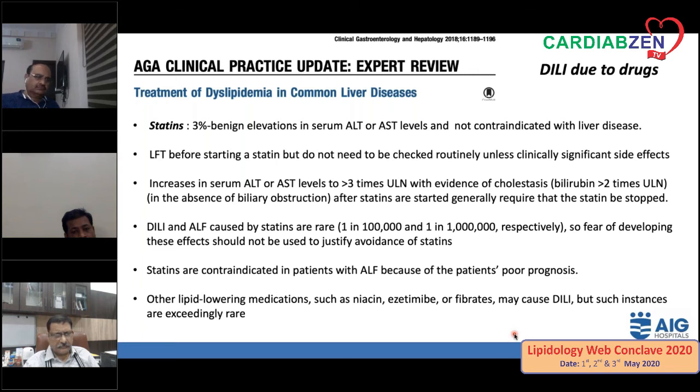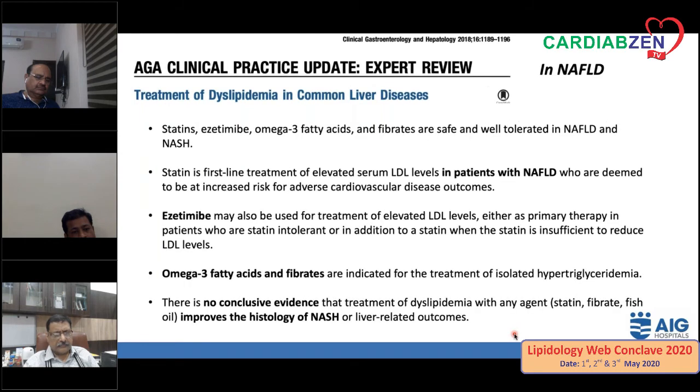And other lipid lowering drugs like niacin, fibrates, which have been discussed, the chance of causing a liver injury is extremely rare. Also, we have to understand that statin is the first line treatment in patients with NAFL. We don't use statins because I want to improve the fatty liver. If statin is indicated for another reason, definitely it is to be used. Omega-3 fatty acids are also under consideration, but none has improved it. And there is no conclusive evidence that any of these agents improves histology of NASH.